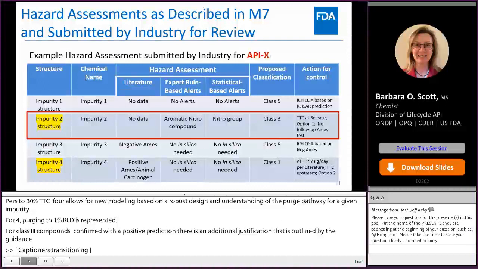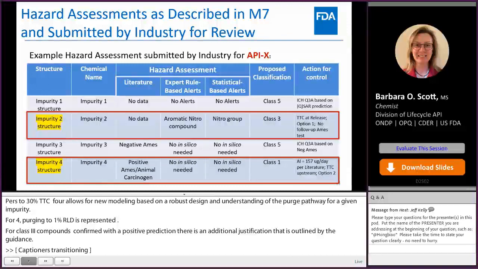For impurity 2, the DMF holder or applicant has not submitted any literature data, but did run the required orthogonal QSAR methods to screen for a structural alert. In this case, both models fired an aromatic nitro group as an alerting structure, and the firm has placed this impurity into the class 3 bucket. The firm then proposes to control this impurity in the drug substance release specification at TTC rather than perform a follow-up Ames test. From both a quality and safety perspective, this would be an acceptable control option per M7 option 1.